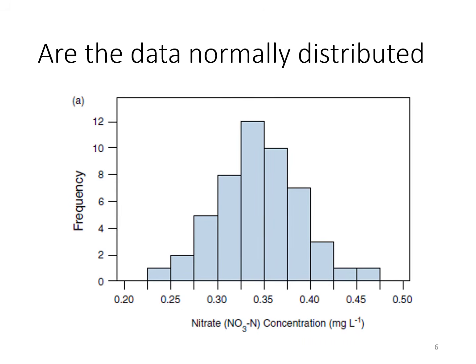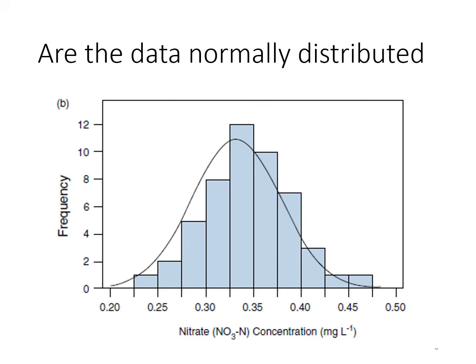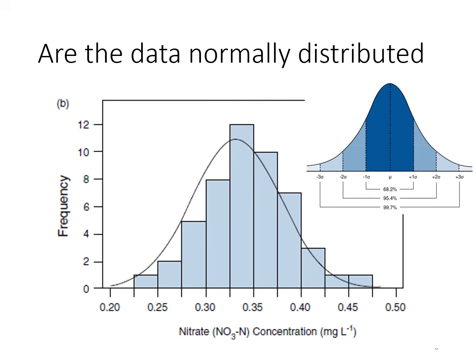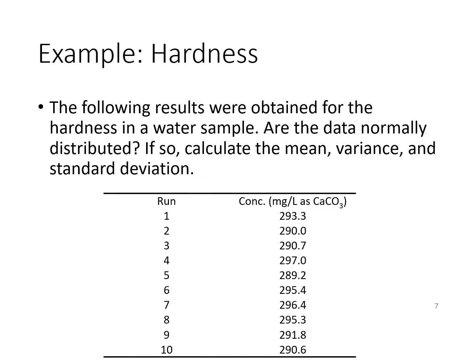If the data are normally distributed, then 68.2% of the data will fall within one standard deviation of the mean, 95.4% will fall roughly within 2 standard deviations of the mean, and 99.7% of the data will fall roughly within 3 standard deviations of the mean. So let's look at another example.